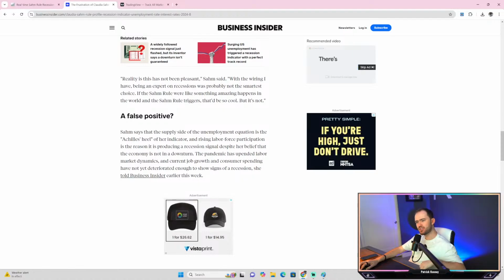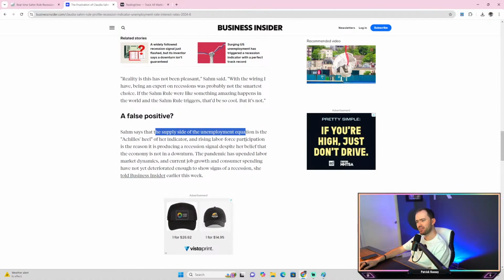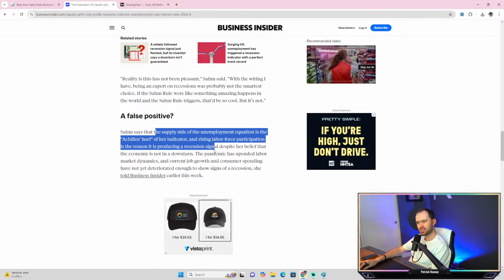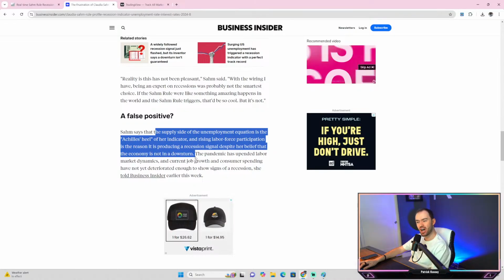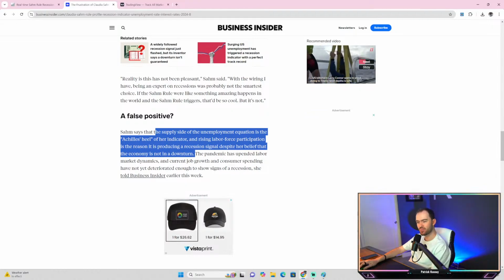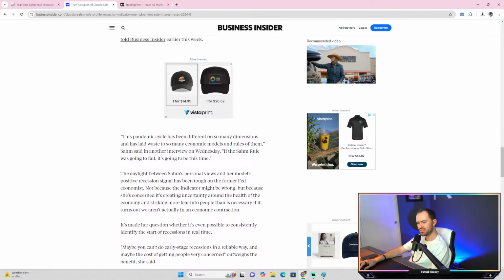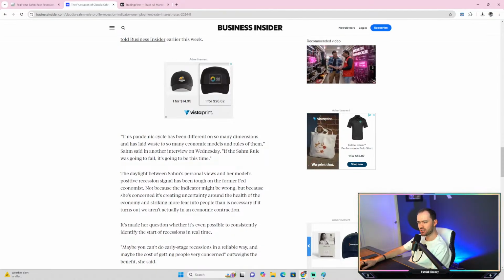A false positive. Sahm says that the supply side of the unemployment equation is the Achilles heel of our indicator, and the rising labor force participation is the reason it is producing a recession signal, despite her belief that the economy is not in a downturn. The pandemic has upended labor market dynamics, and current job growth and consumer spending have not yet deteriorated enough to show signs of a recession. She said, the pandemic cycle has been different on so many dimensions and has laid waste to so many economic models and rules of thumb. Sahm said in another interview on Wednesday, if the Sahm rule was going to fail, it's going to be this time.